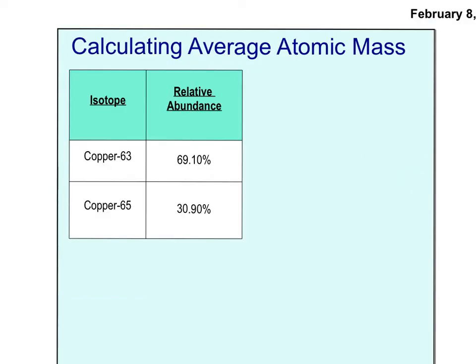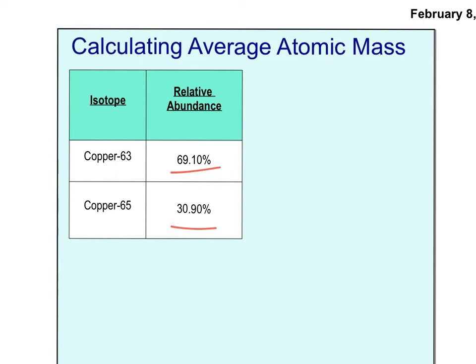So let's look at an example for copper. Copper has two common isotopes, copper-63 and copper-65. Again, copper-65 would be the same atom of copper, but with two extra neutrons. These are isotopes of each other. Same element, different number of neutrons. The relative abundance is as follows. About 69% of copper is copper-63 and about 31% is copper-65.